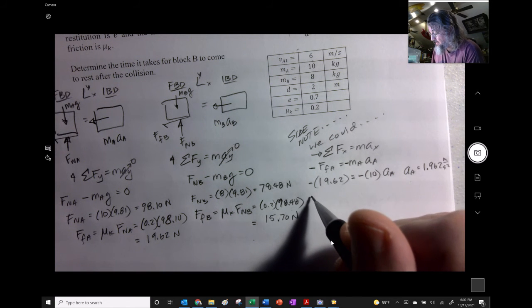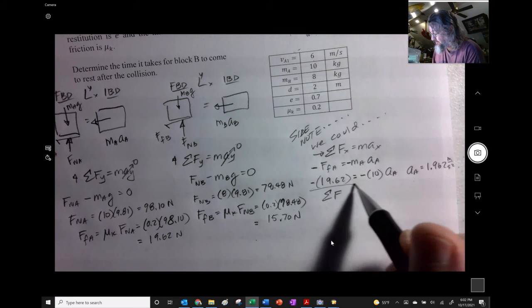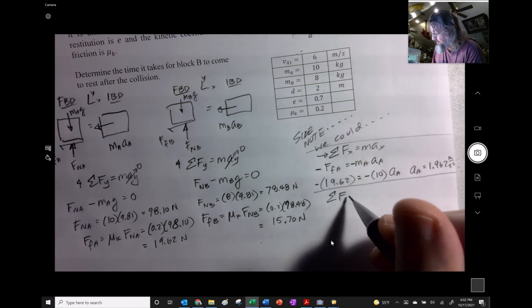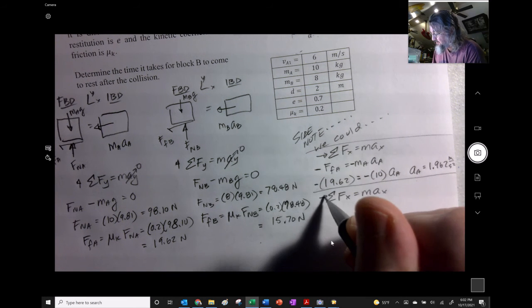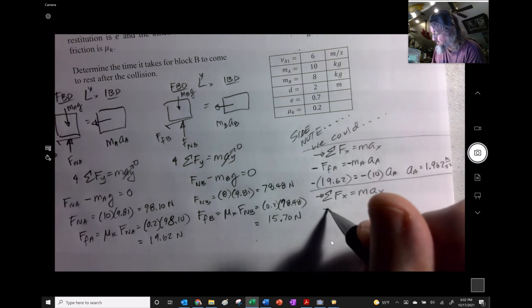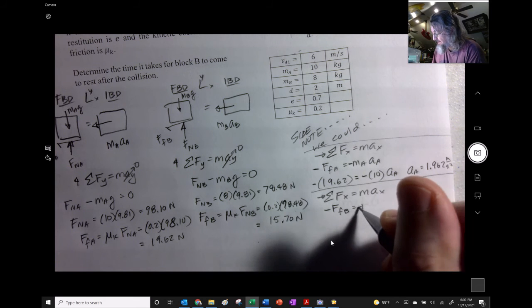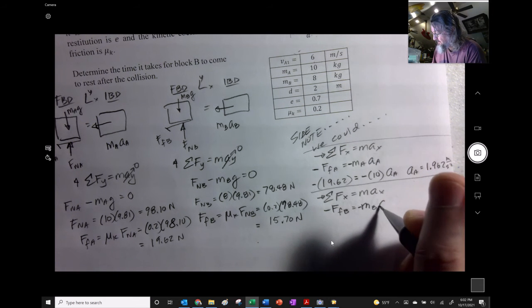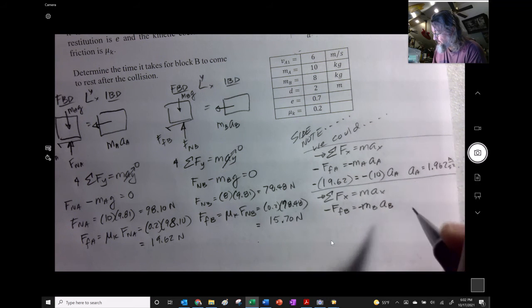And then we could also do the sum of the forces in the x direction, mass times acceleration in the x direction, for B. I'll draw a line in here to make it a little clearer. But now we can go to this one right here, and it's just going to be negative F_B is equal to negative m_B times the acceleration of B.